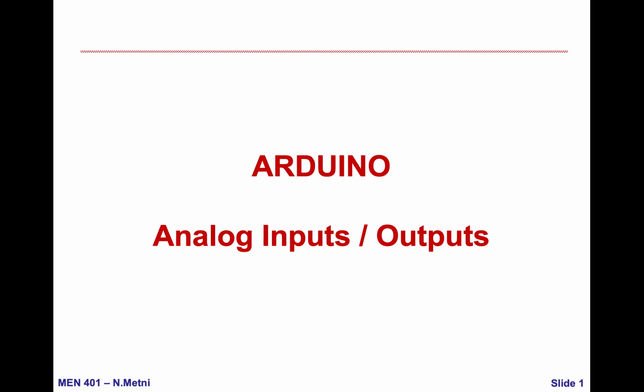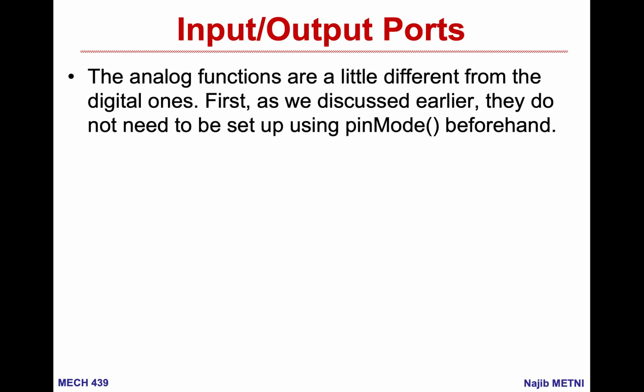In the last lecture, we tackled the digital input output, and we saw that we have 14 digital input output pins that we can use as inputs as well as outputs, depending on how we specify the pin. So a digital pin can be an input or an output. However, as for the analog, we only have analog input in the Arduino Uno.